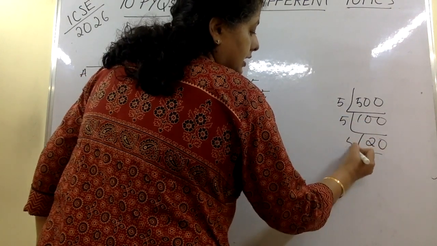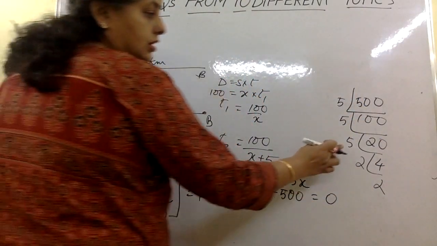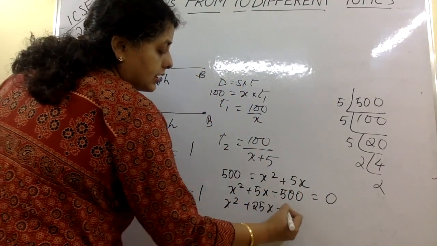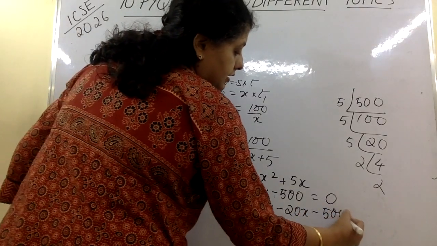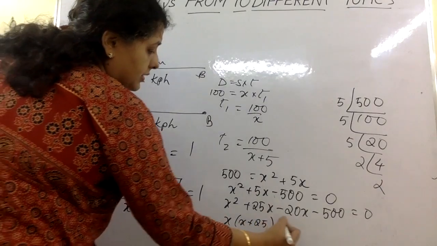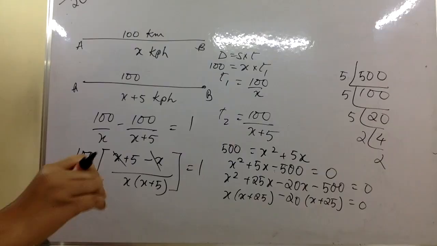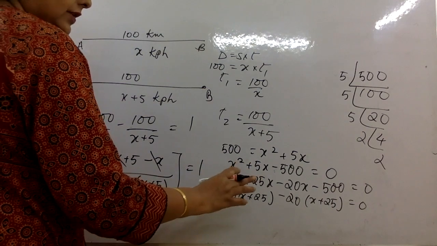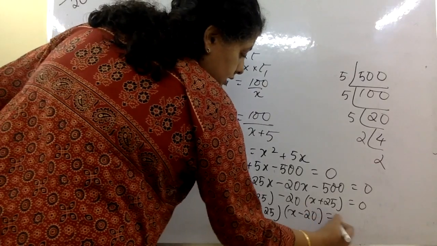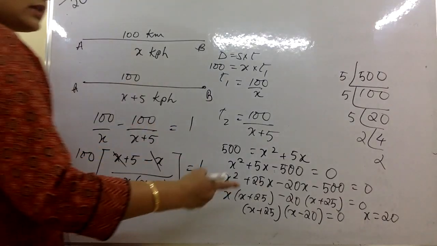So 20 and 5 and 4 and 2 and 2. I have got my factors ready. I'll do the combination. I can see 5 into 4, 20 and 25. x square plus 25x minus 20x minus 500 is equal to 0. Okay, x plus 25 into x minus 20 is equal to 0. So x is equal to 20, because we can't take minus 25. So x is equal to 20.